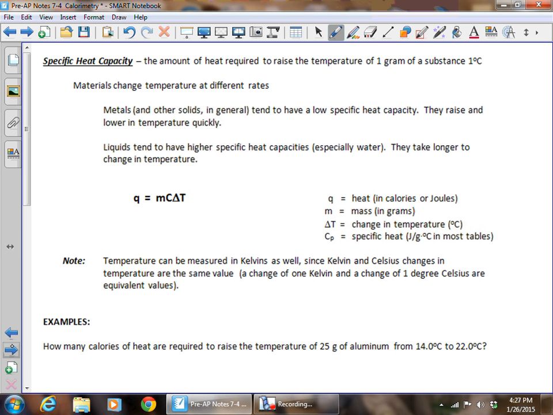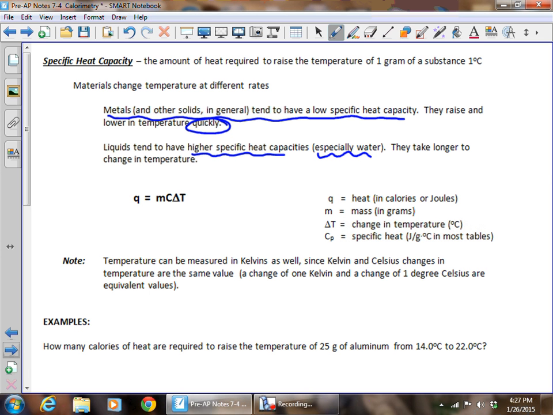They've both had the same amount of heat energy put into them if they've been outside the same amount of time in the sun side by side. But the temperature of the metal has risen much more quickly than the temperature of the water. Metals tend to have low specific heat capacities. What that means is they raise and lower their temperature very quickly. Liquids, especially water, tend to have very high specific heat capacities, and they take longer to change in temperature.